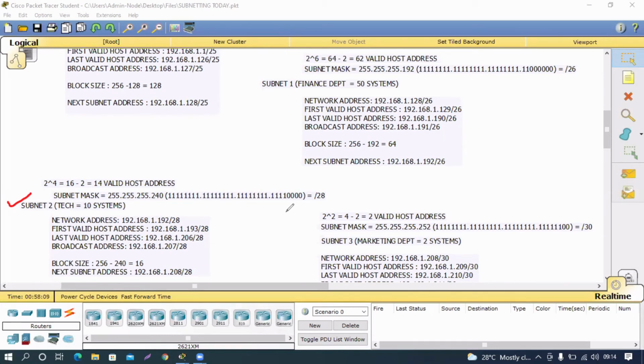And from this, to find out the broadcast address of subnet 2, we will subtract 1 from our fourth octet value, that is 208. So we will get our broadcast address, that will be 207. And to find out the last valid host address, we will again subtract 1 from this broadcast address, so we will get 206. And if we want to find out the first valid host address, then we have to add 1 to the fourth octet value of the network address, so we will get 193.